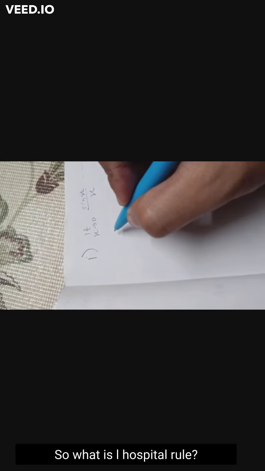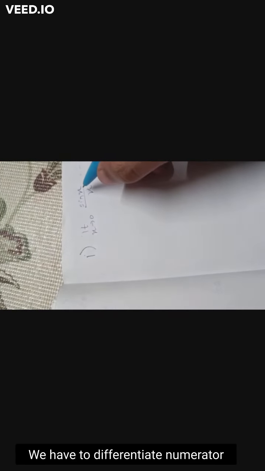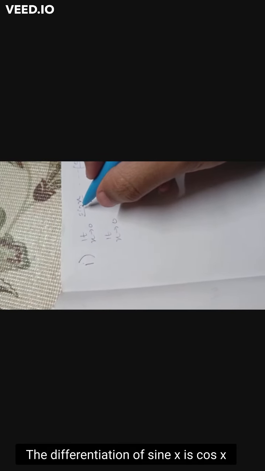So in limits, if the form is of 0 by 0, then we have to apply L'Hopital rule. So what is L'Hopital rule? We have to differentiate numerator as well as denominator separately. So it will become limit x tends to 0. The differentiation of sin x is cos x, and the differentiation of x is 1.